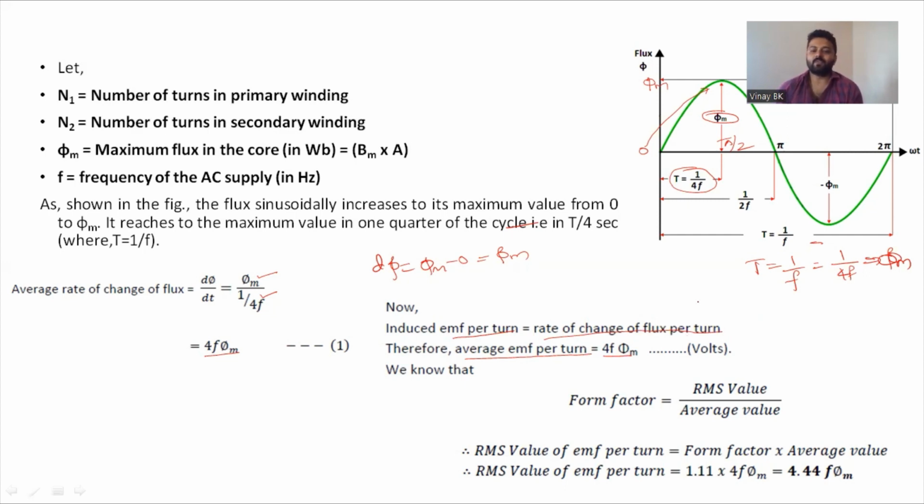Now you define form factor, where the form factor of an alternating voltage is given by the RMS value of an alternating voltage to the average value of an alternating voltage. We have the average EMF per turn, but we should write it in the form of the RMS value, so the RMS value is given by form factor into average value. The form factor value is 1.11 and the average value is 4 into f into phi m, so we get 4.44 f phi m.